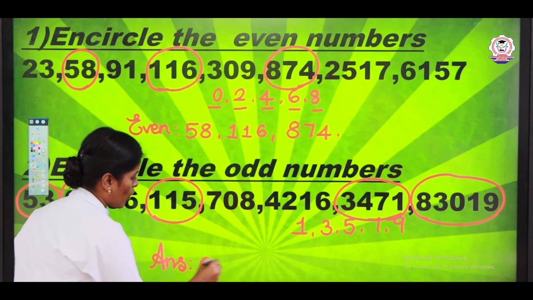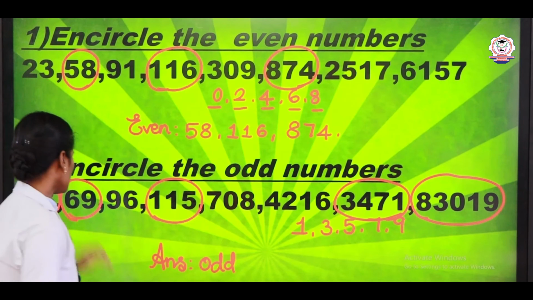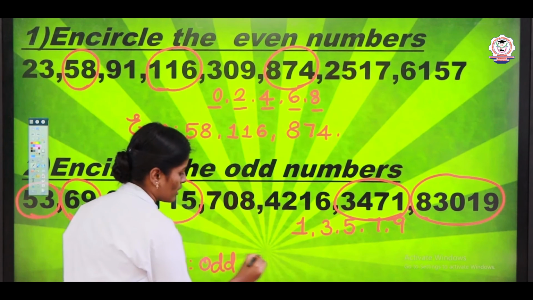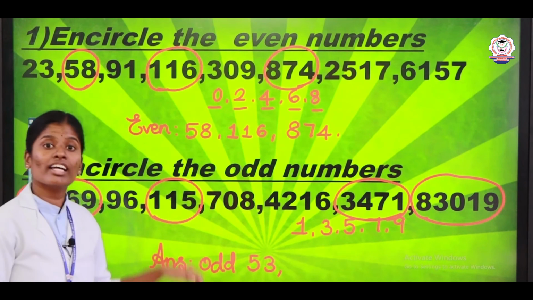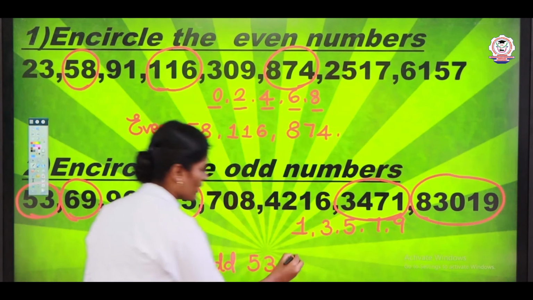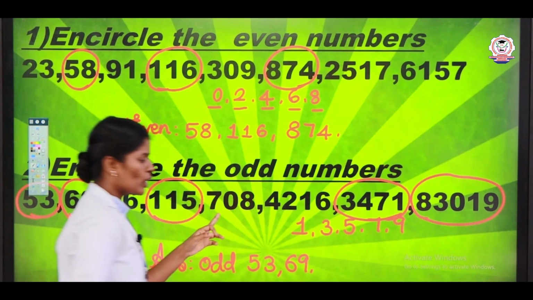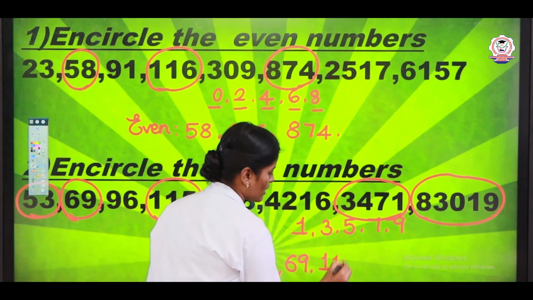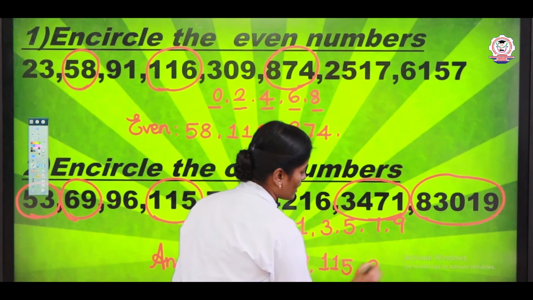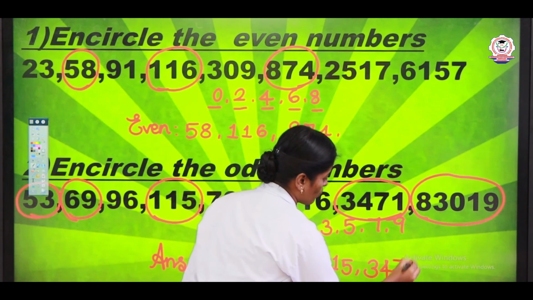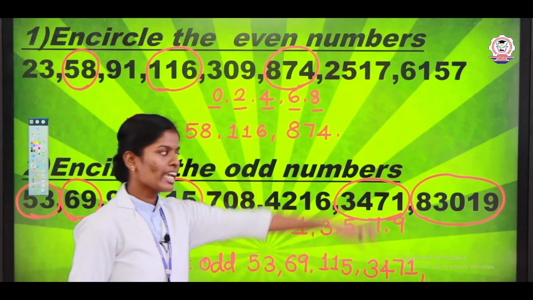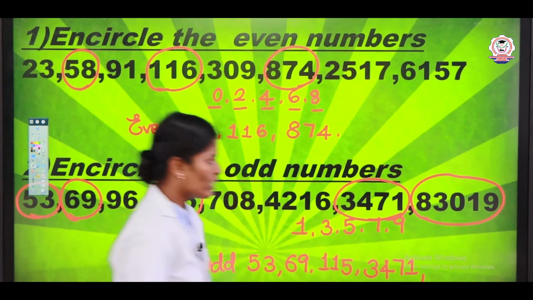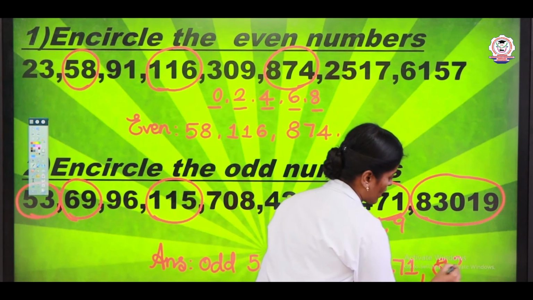Now we are going to write the odd numbers. Answer, odd numbers: 53. The next one is 69, and the third one is 115. Write here 115, and the fourth one is 3471, and the fifth one is 83,019. Write that, 83,019.